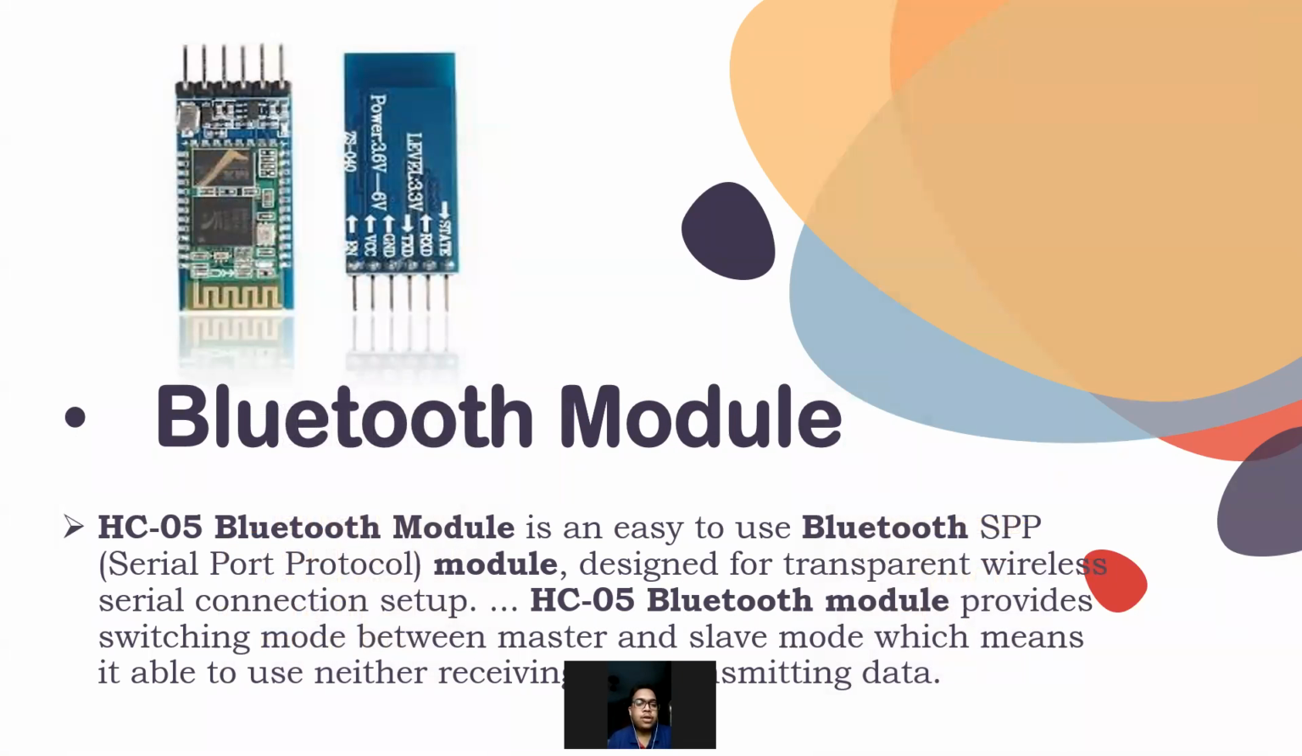Our third component used is a Bluetooth module. The Bluetooth module we used in this project is an HC05 Bluetooth module. It is an easy to use Bluetooth SPP. SPP stands for Serial Port Protocol Module, designed for transparent wireless serial connection setup. HC05 Bluetooth module provides a switching mode between master and slave mode, which means it is able to be used for either receiving or transmitting data. So this was from my side.